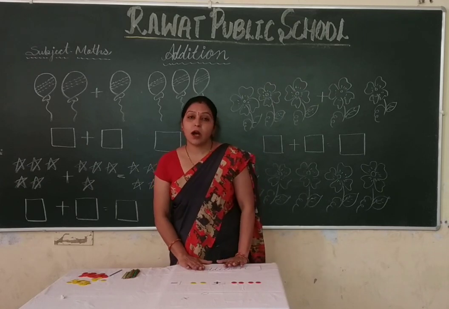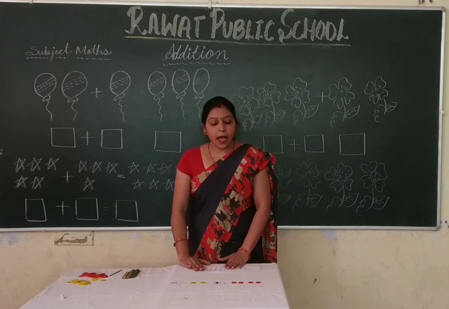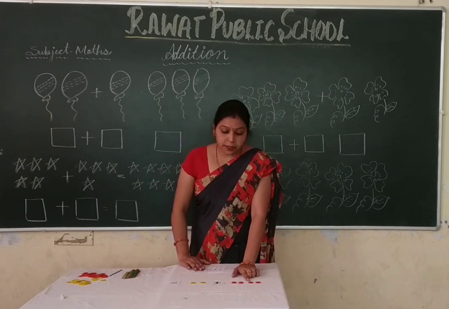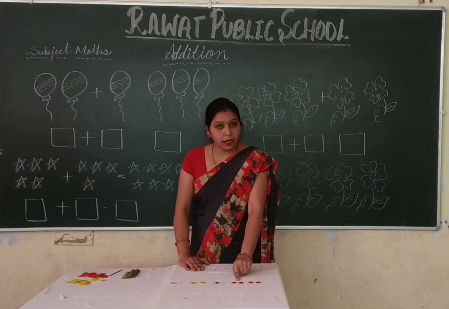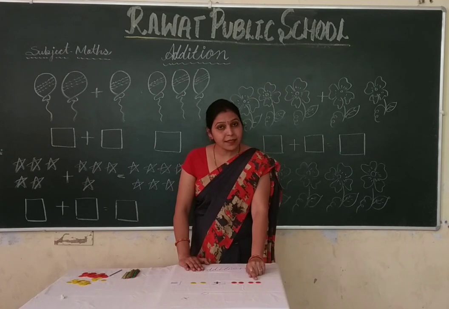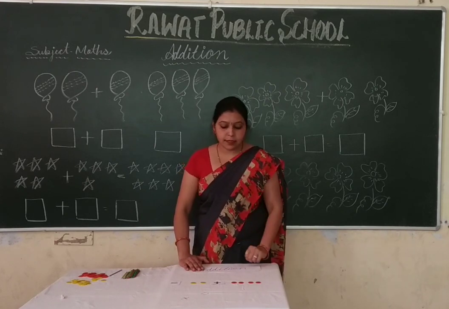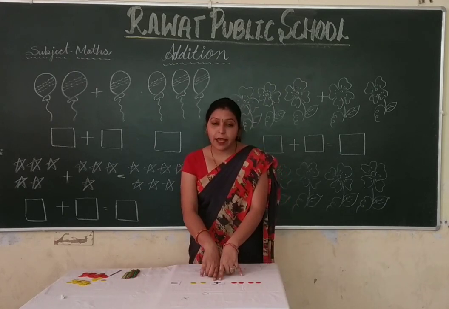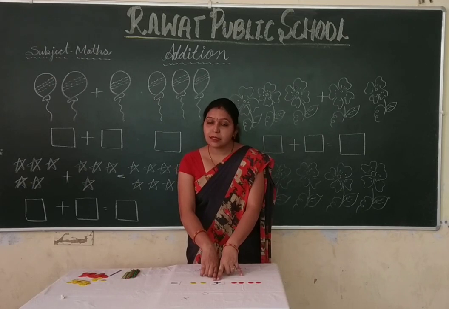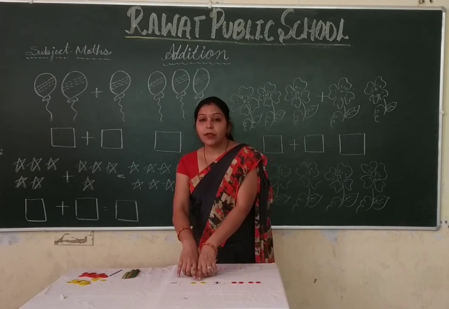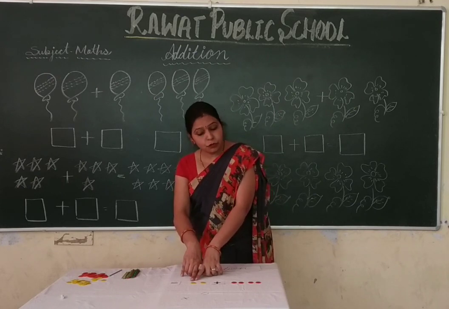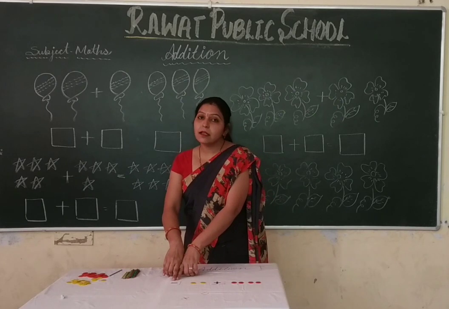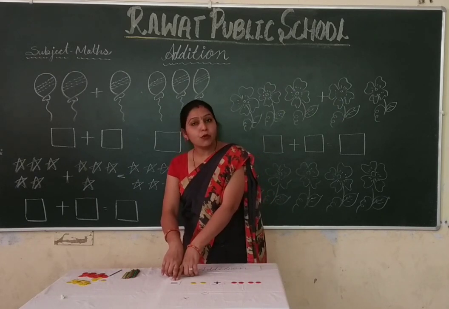Yes students, now listen. We have 4 buttons here. 1, 2, 3, 4. How many buttons are here? 4 buttons. Then this is the sign of plus. This is the sign of addition. Again, we have 2 more buttons. 1, 2. Again, this is the sign of equals to.